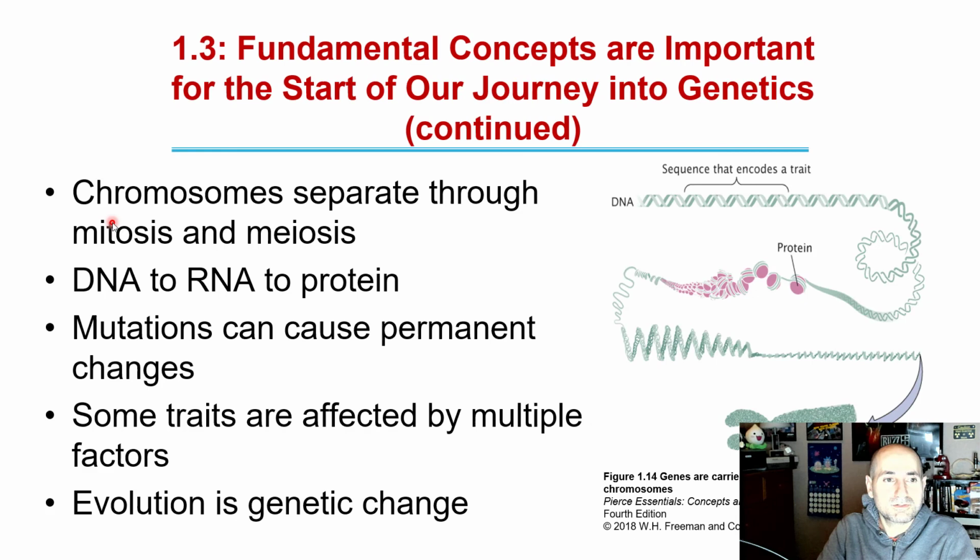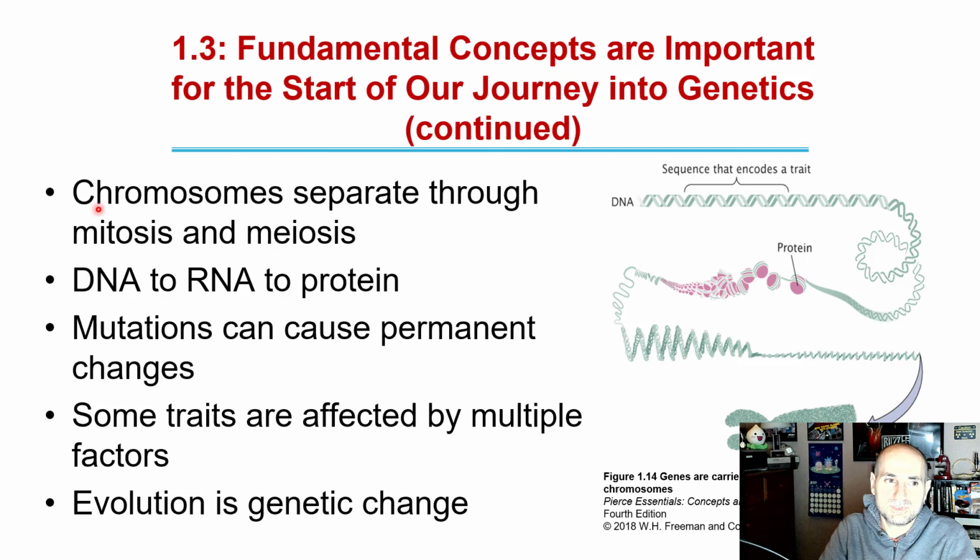So remember these terms. Chromosome: this is one continuous piece of DNA. Usually it exists as chromatin. Do you guys remember the term chromatin? The chromosome DNA wraps around proteins called histone proteins, and that's what chromatin is. Chromatin means your DNA wrapped around histone proteins. Chromosomes separate through mitosis and meiosis.